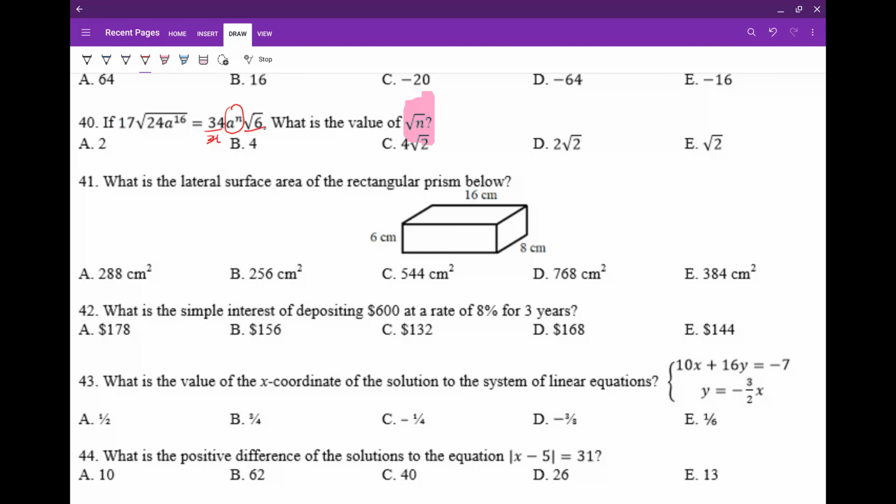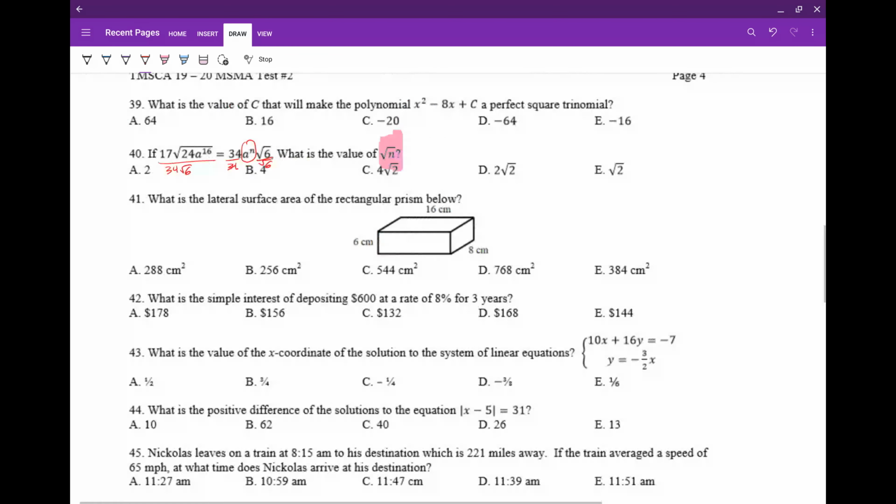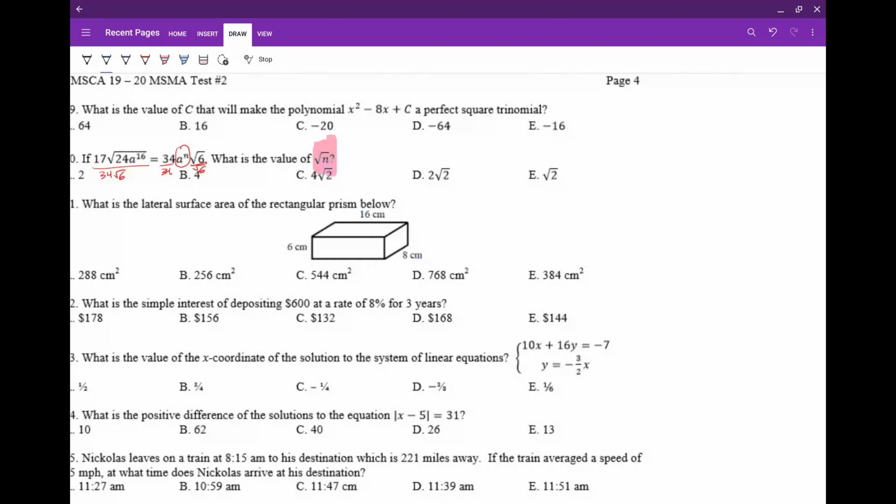So you divide by 34 root 6. And here, let me take this problem over. So then I'm going to rewrite it: 17 root 24 a to the power of 16, divided by 34 root 6. And so you can cancel out 17 on the numerator and denominator, since 17 times 2 is 34. And then you can divide by root 6, and you're left with 4 inside the radical.